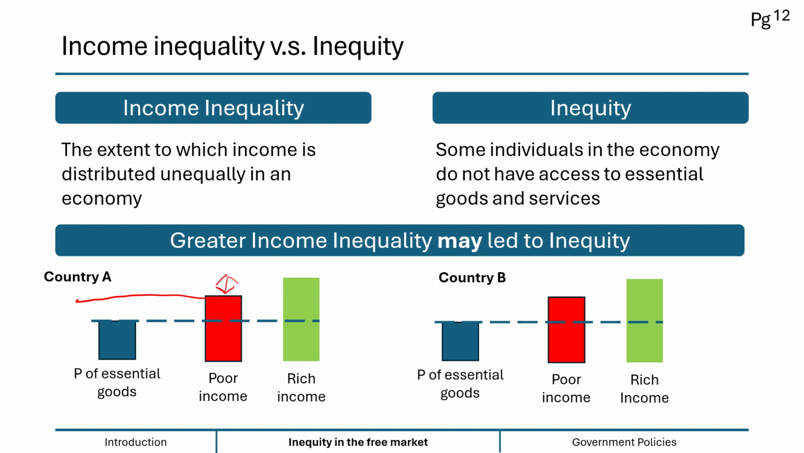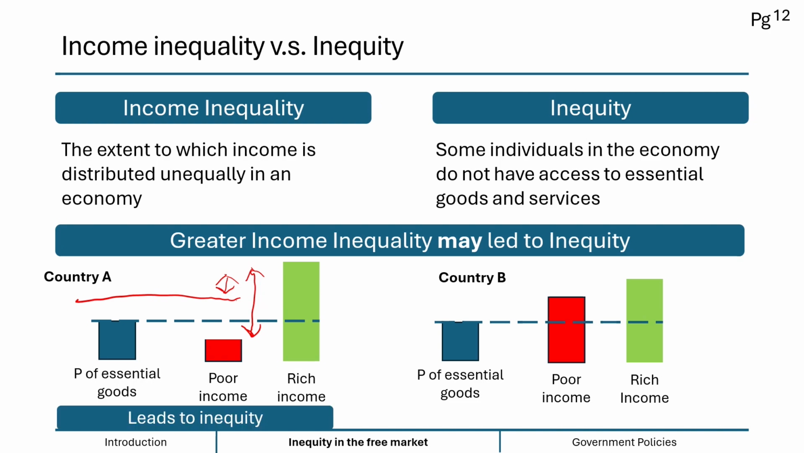So when there is greater income inequality, what does that mean? The rich gets richer. The poor gets poorer. Can you see now your income inequality? The difference between the rich income and the poor income is a lot greater now. And in this case, is there inequity? Yes, there is inequity in this case, because now the poor can no longer afford essential goods.